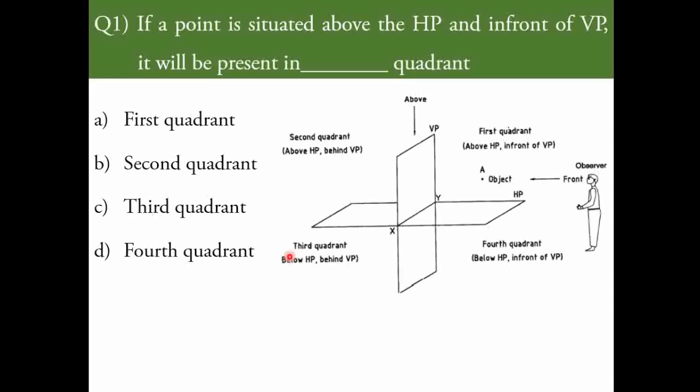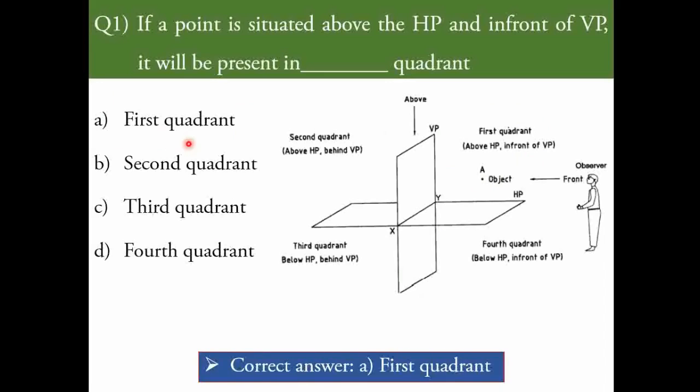If you consider the third quadrant, the condition will be below HP and behind VP, means below the horizontal plane and the back side of the vertical plane, that is called behind the VP. And if you consider the fourth quadrant, that will be below HP and in front of VP. So as per the question, the condition given for the point is above the HP and in front of VP, which means the point belongs to the first quadrant. So for this question, option A is correct, that is the first quadrant.